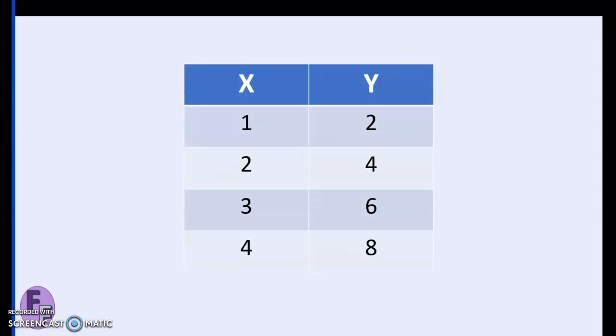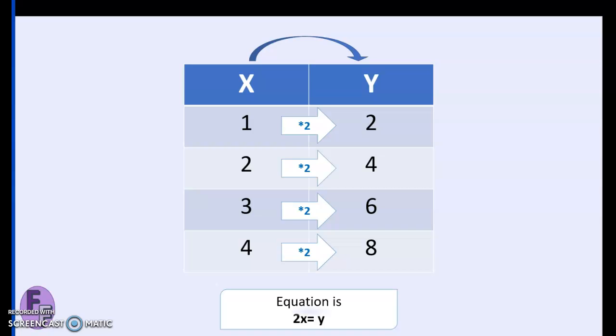In this table, again, we're looking for what we do to x to make y. If we look for the pattern from x to y, we're multiplying by 2. So 2x equals y. Remember, we write multiplication with the coefficient first and then the variable.